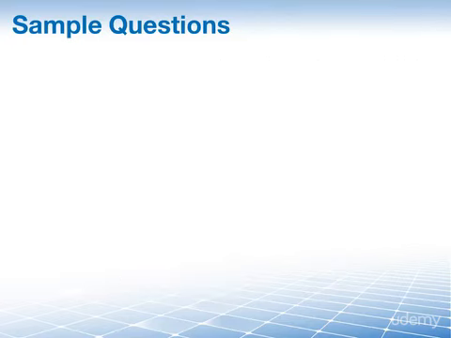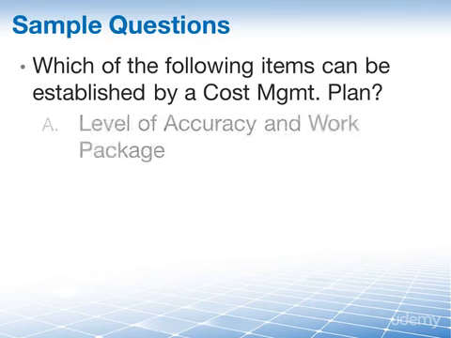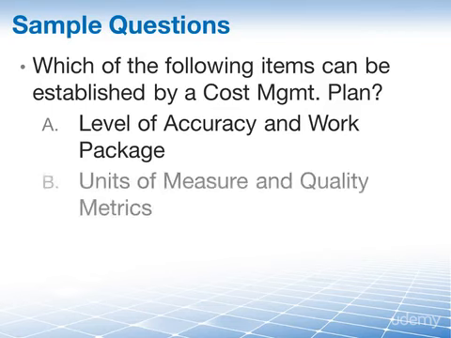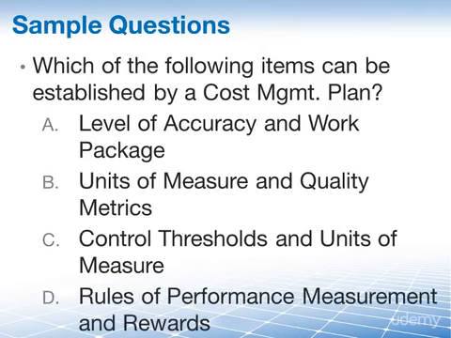The next sample question asks, which of the following items can be established by a cost management plan? To answer this correctly, you need to understand the contents of a cost management plan, what can be found inside of this plan. So what answers do we have? A, level of accuracy and work package. Okay. B, units of measure and quality metric. C, control thresholds and units of measure. And D, rules of performance measurement and rewards.